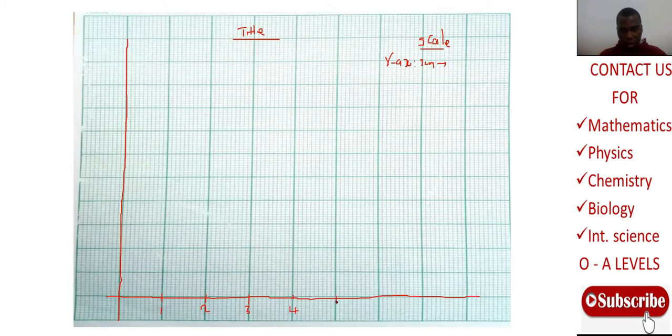Then the next one will be 5. Then the next one is 6. From there we go to 7. From there we go to 8. Okay, then here we are just going to count.